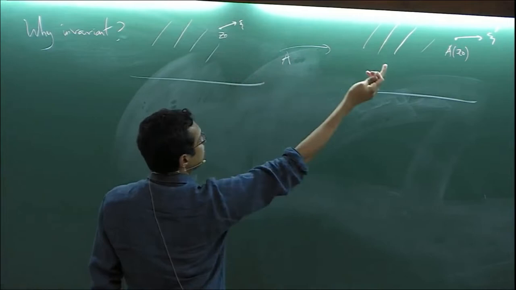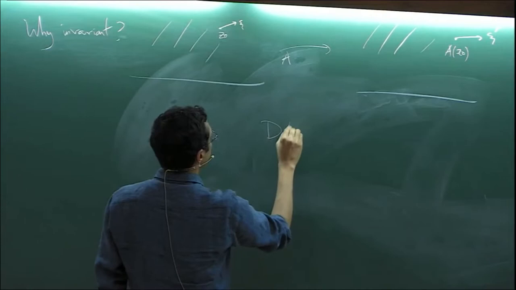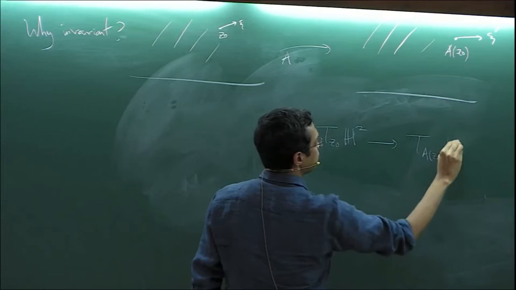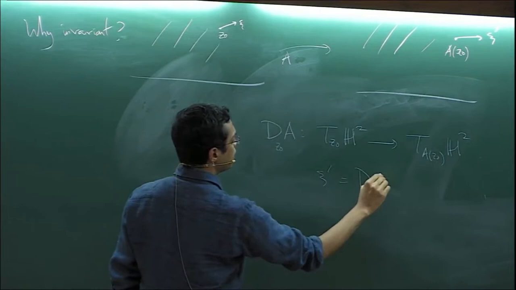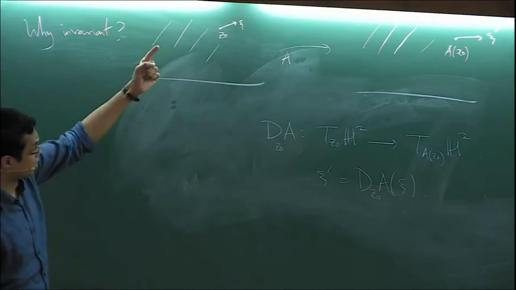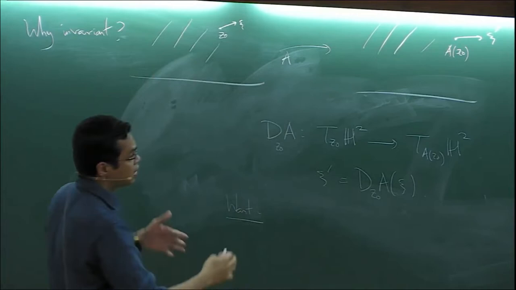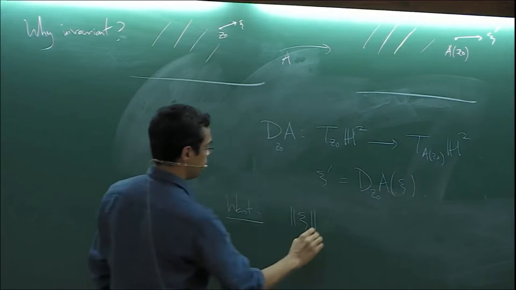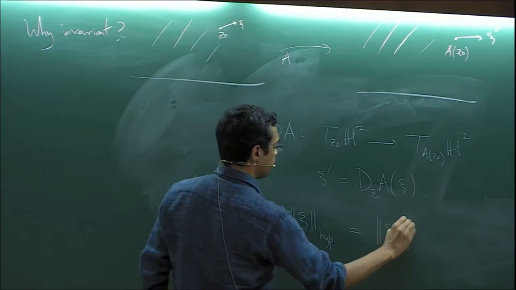What's the relation between xi and xi prime? If you look at the derivative of A at the point z naught, it goes from the tangent space at z naught to the tangent space at A of z naught. So xi prime is the image; this is a linear map, so you look at where xi goes. You want to check that this preserves the metric, that it is distance preserving, at an infinitesimal level. You want the norm of xi in the hyperbolic metric to equal the norm of xi prime in the hyperbolic metric. So this is what you need to check.